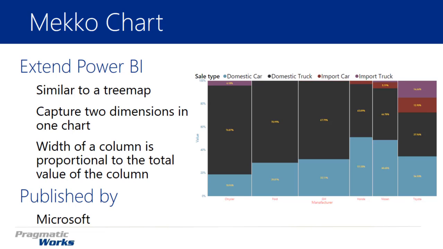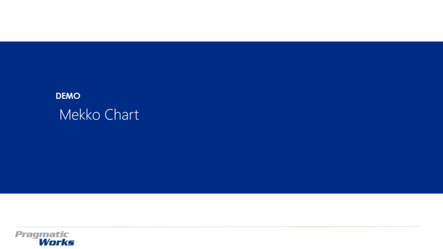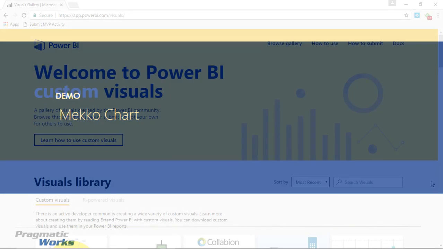Now, the width of the column is proportional to the total values of the column as well. So you're going to see, as we start to do our example, that the width is not always similar to the column right next to it, because it depends on the values you have inside of the data set. This one's developed by Microsoft, but let's take a look at where you can download it and how you can use it in an example.